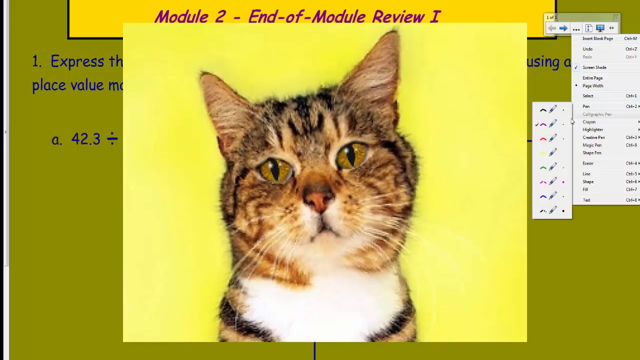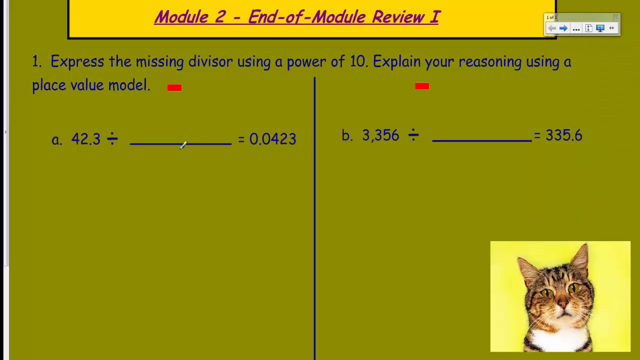It is, yes, another math video. They keep coming. They just never stop. Hey, we're looking at the end of the module review. Important. Very important. What we're going to be doing is starting some review. Let's look at what the instructions say, as you very well may face this in the near future. It says we're going to express the missing divisor using a power of 10, and explain our reasoning using a place value model.